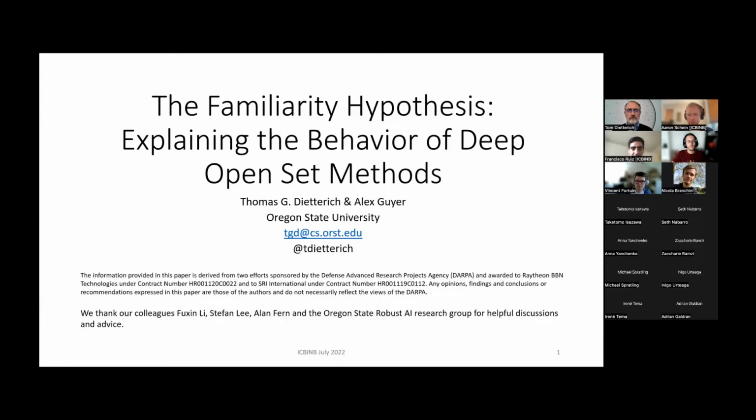And today he will be talking about computer vision and anomaly detection. So with that, I will leave it to you, Tom. And yes, thank you again for being here today.